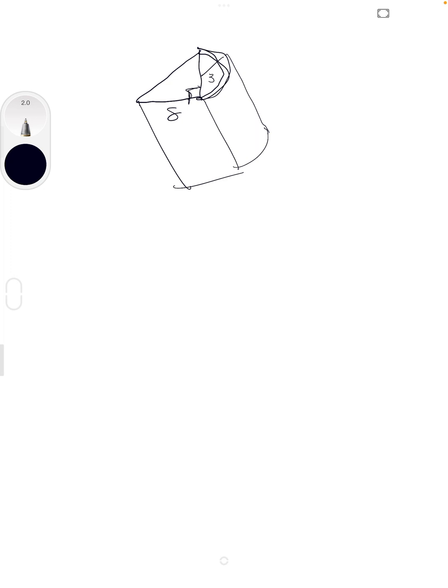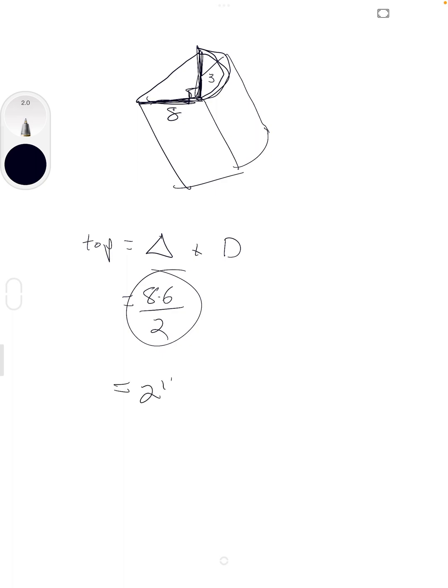The top is going to be the area of the triangle plus the area of the half circle. Well, the area of the triangle is 8 times, well, if this is 3 and this is 3, that's 6. So 8 times 6 divided by 2. That's the triangle: base times height divided by 2. So that's going to be 48 divided by 2, or 24.